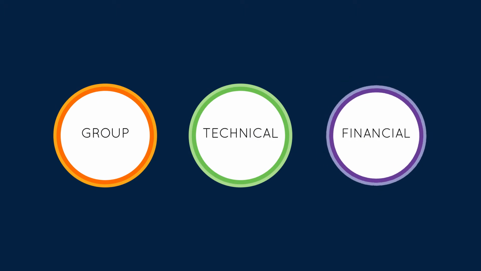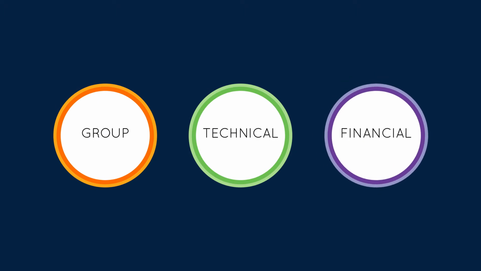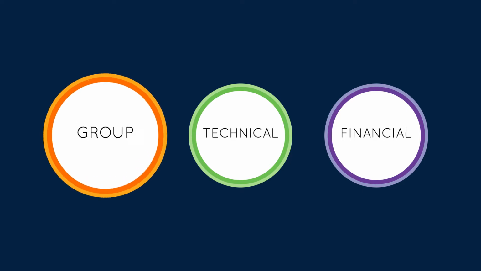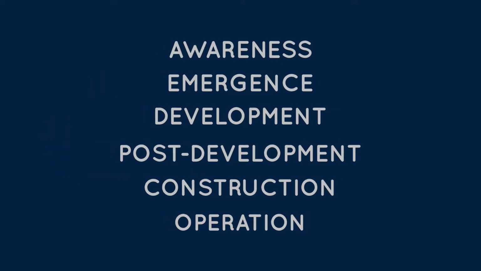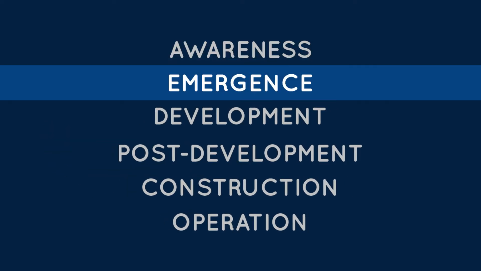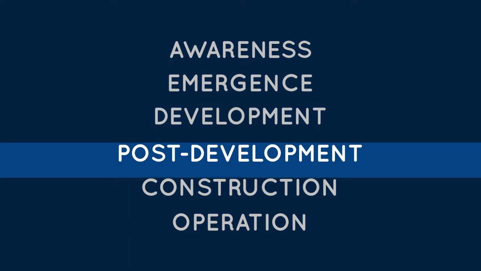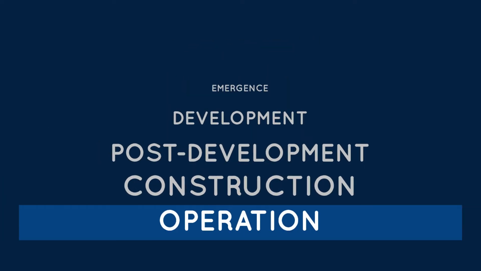The timeline is split up into 3 sections. These sections outline the main distinctions in a project: group, technical, and financial. Each of these sections contains information on how to further progress your project. This tool can be used to understand what stage they are in: awareness, emergence, development, post-development, construction, and operation.